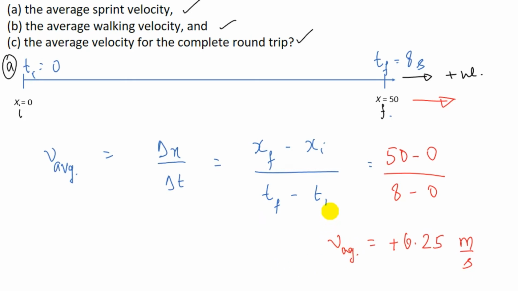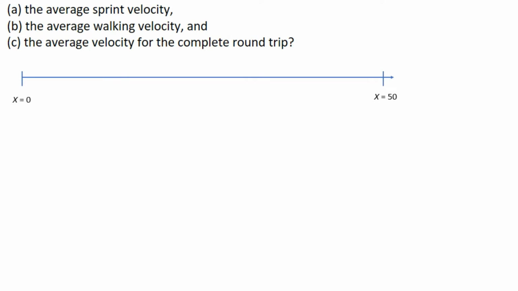Next we're going to solve the B part. In the B part, the athlete walks back to his initial position. So it moves like this. In this case, this would be xi, and here this would be xf, the final position, and this would be ti, which is equal to 0 seconds, and here the final time that we are given in the question is 40 seconds. So tf becomes 40 seconds, and we're going to apply the same formula.